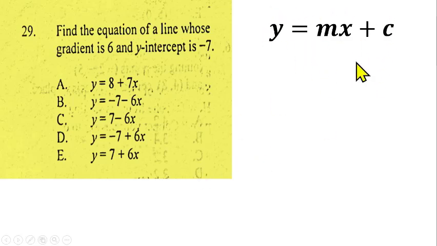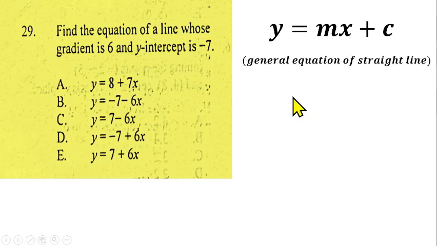So this is the template of the equation of a straight line, or the general equation of a straight line: y equals mx plus c. In this case, m is the gradient and c is the y-intercept. So if you substitute that here, you'll have y equals, gradient is 6, so 6x minus 7, which is the y-intercept.